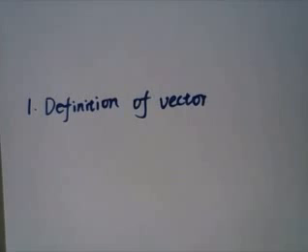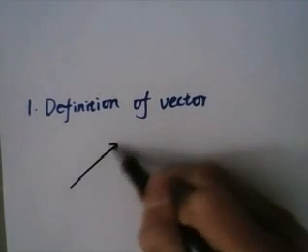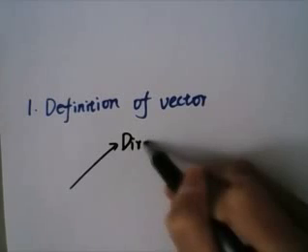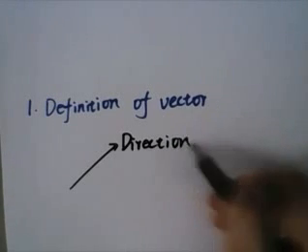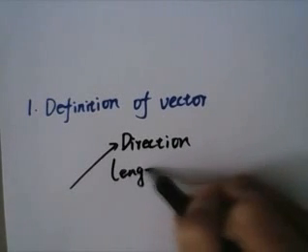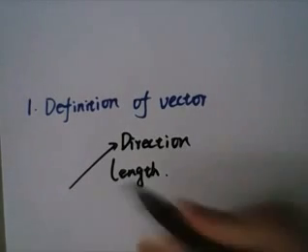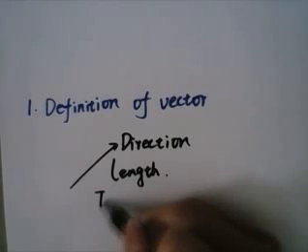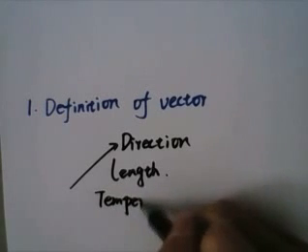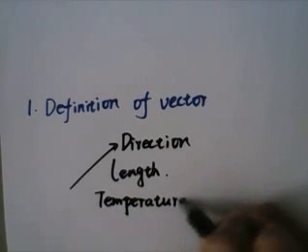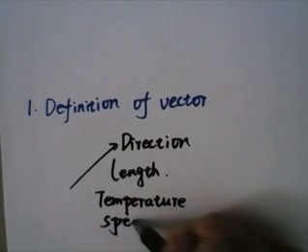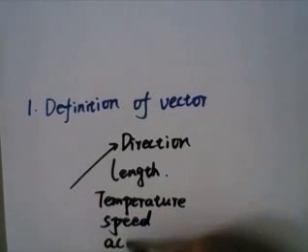So the first topic is the definition of vectors. A vector is defined to be a quantity that has both direction and length. There are some examples of vectors, for example, speed of a car, or accelerations.